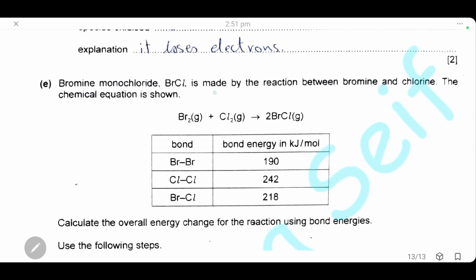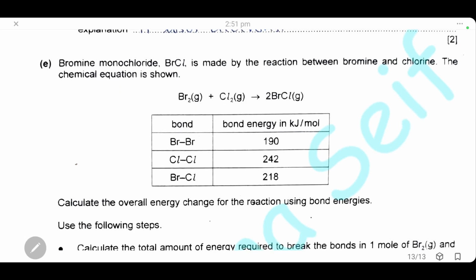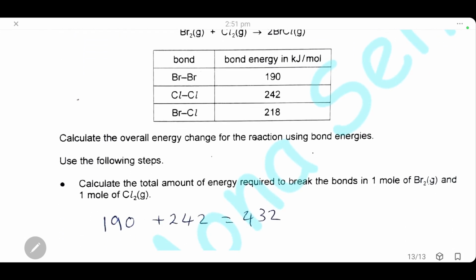Bromine monochloride is made by the reaction between bromine and chlorine. The chemical equation is as shown, and here we have the bond energy in bromine, Br-Br, and in chlorine the bond between two chlorine atoms, and the bond energy between bromine and chlorine. We want to calculate the overall energy change for the reaction using bond energies from the table.